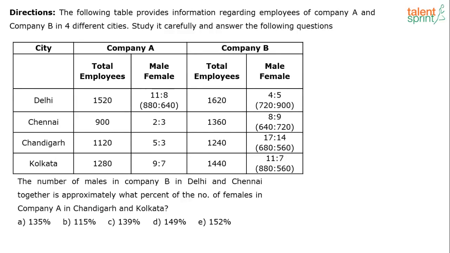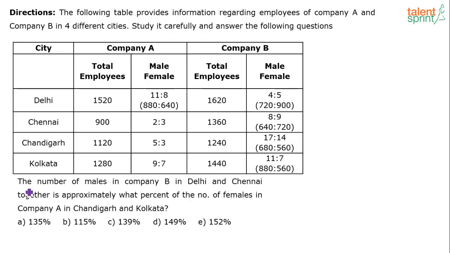Option A, 139%. Option C. Different answers have come in. Let's wait for a couple more responses and then we'll look at the solution. Okay, I think more answers have come in. Most of you have got option C, 139%. Let's look at the solution now.